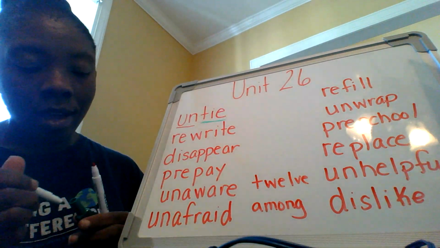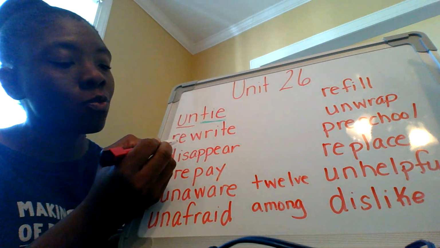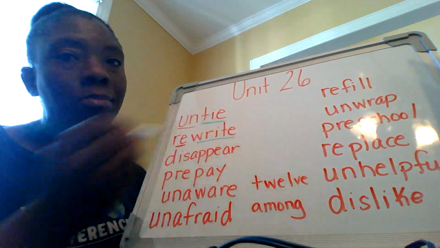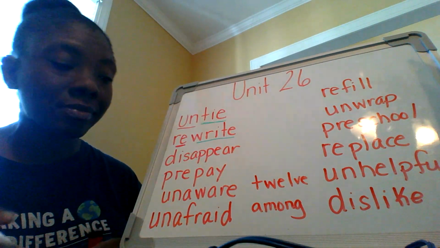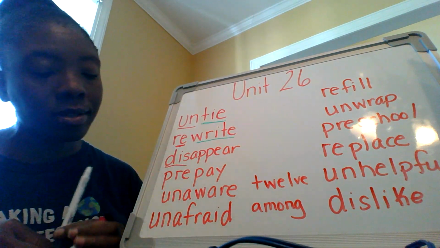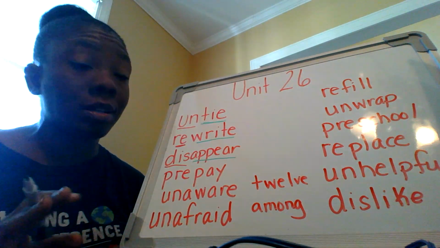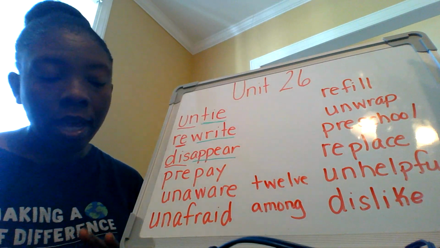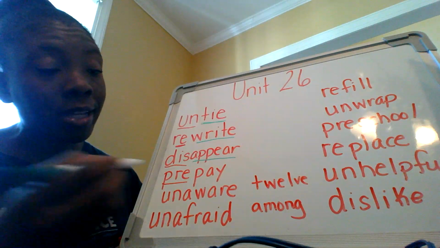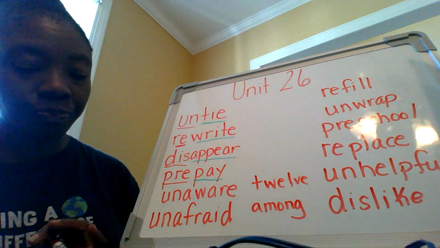Okay? Our second word is rewrite. Remember, re means again and write's the base word. So rewrite means to write again. Disappear. We have dis as the prefix, appear as the base word or the root word. Disappear means to not appear. In the word prepay, we have the prefix pre, and then we have the base word pay. Prepay means to pay before.